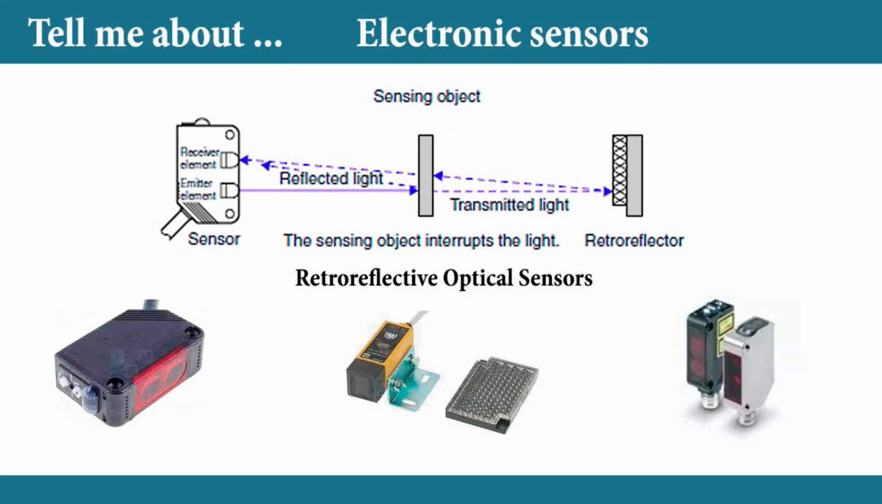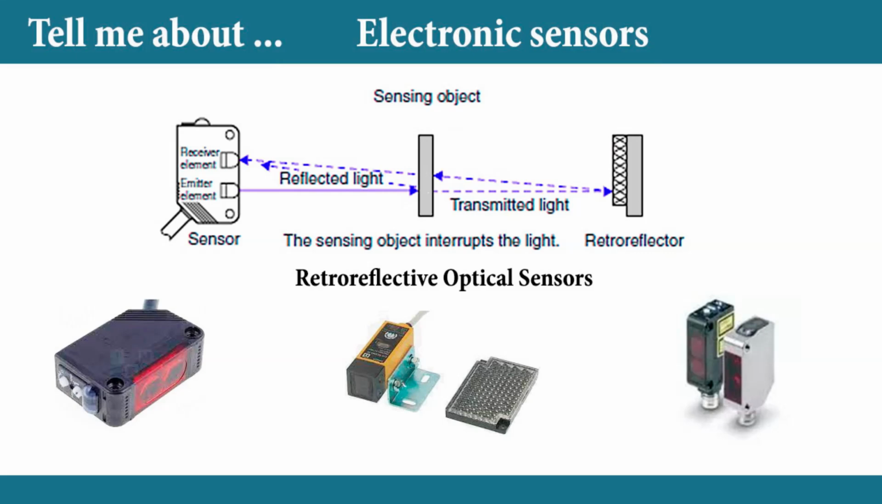Components. The emitter produces a beam of light, usually in the infrared or visible spectrum. The receiver detects the light that is reflected back from the retroreflector. The retroreflector is a device that reflects the light beam back to its source, even if the angle of incidence is variable.